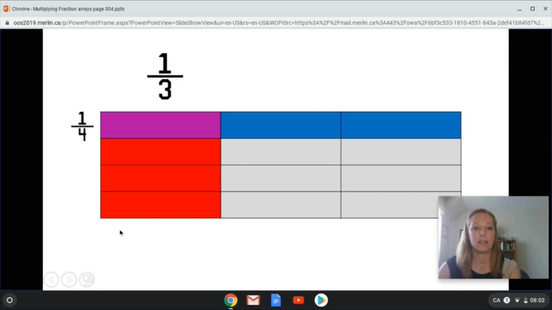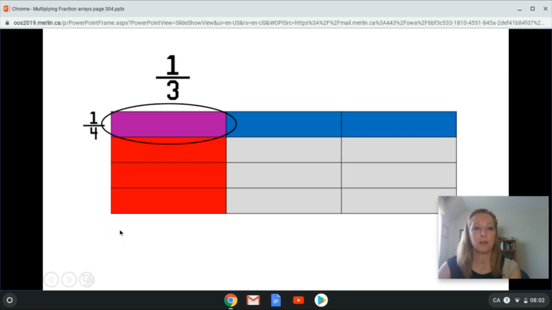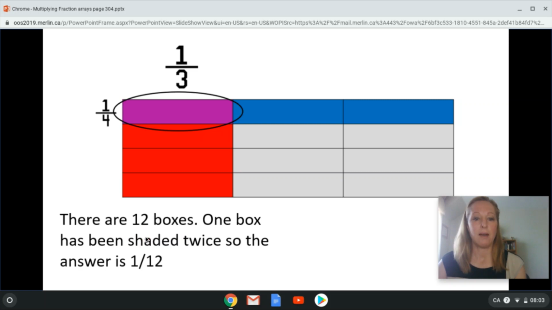So my entire diagram looks like this. I've got one piece that's been shaded in twice. And I have 12 boxes: 1, 2, 3, 4, 5, 6, 7, 8, 9, 10, 11, 12 boxes. One of them has been shaded twice, so the answer is 1/12.